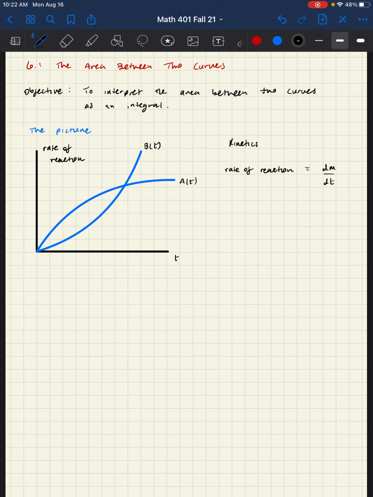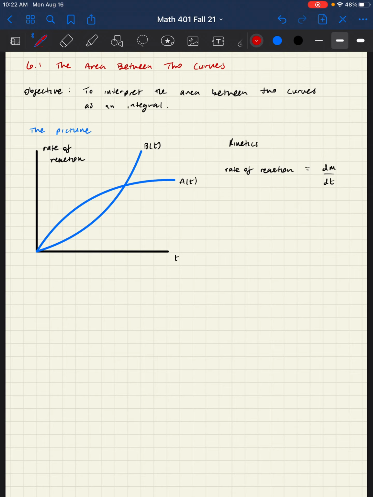And after a certain amount of time, the products being produced, their rates are changing. So that's why B and A are functions of T. And the area between their rate curves represents how much mass was produced in that time span by A or by B, depending on which one grew faster.